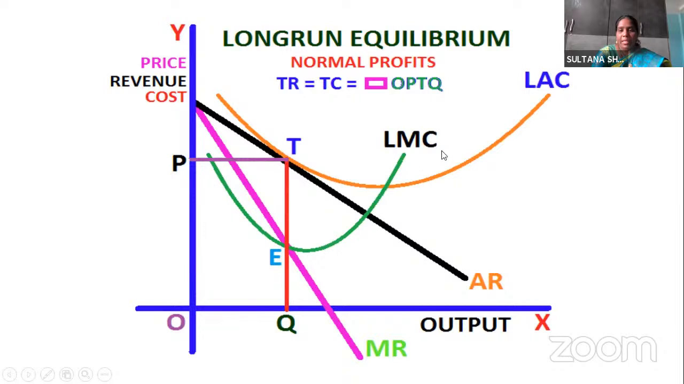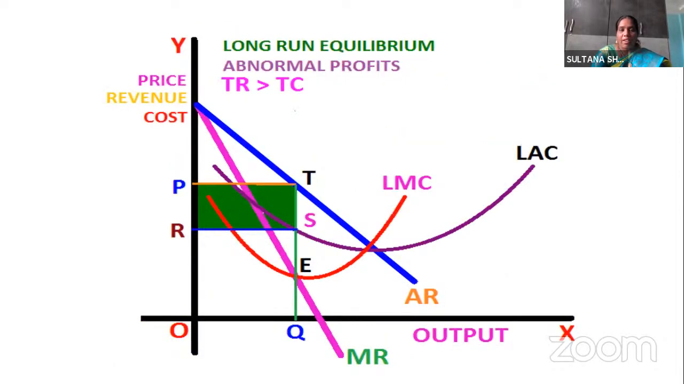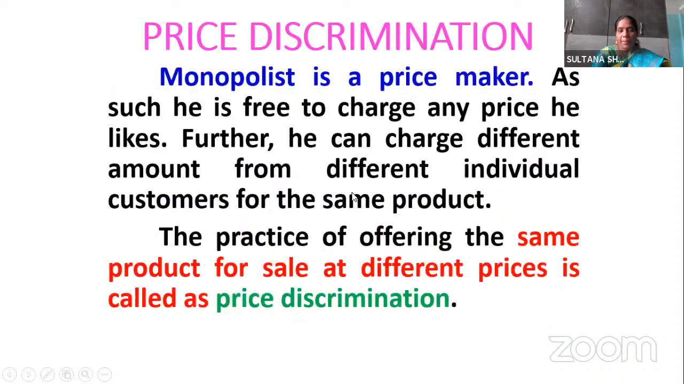See here, LMC means long run marginal cost. LAC means long run average cost. Now here you can observe, this is the average revenue, and this is the long run average cost. Here you have to observe normal profits, long run equilibrium, abnormal profits. In the graphical representation, we just add LMC and LAC. Here, average cost is less than average revenue. The PTRS area is showing the abnormal profits.